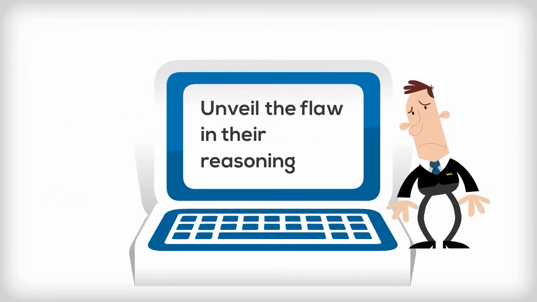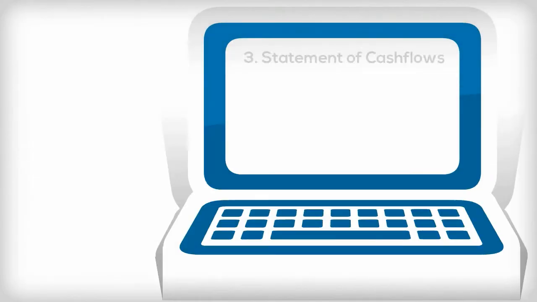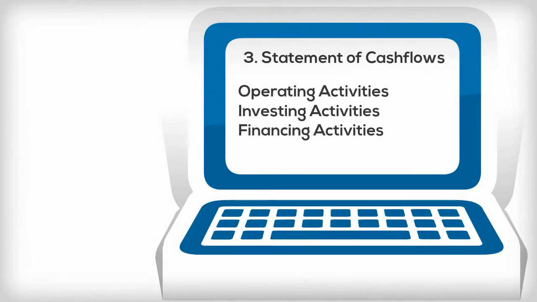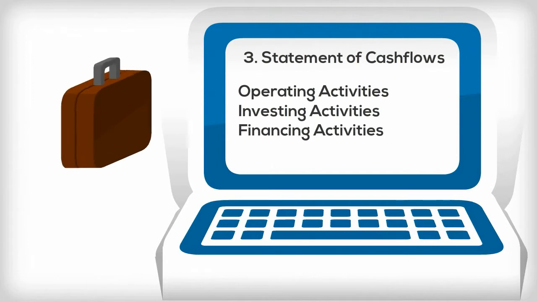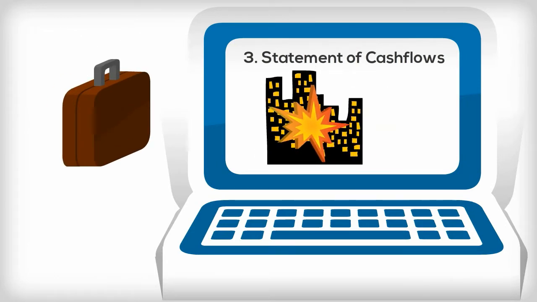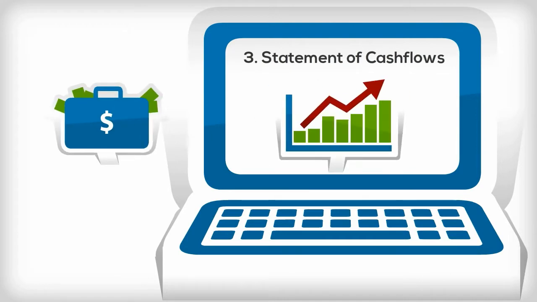The third statement is the Statement of Cash Flows, which explores the 3 broad ways you can finance a company. Alas, our case study involves another landmark corporate collapse. You've heard of the saying cash is king, and we see why.